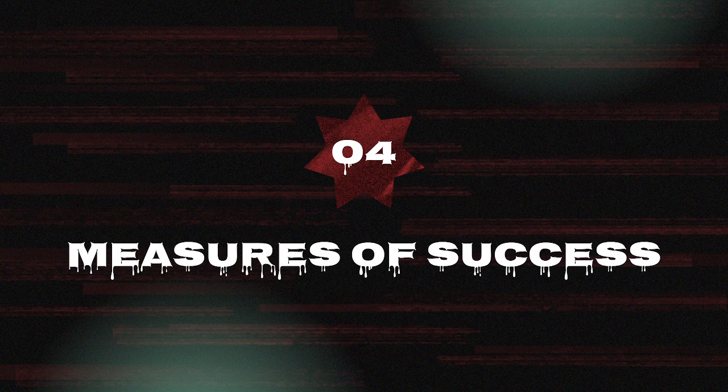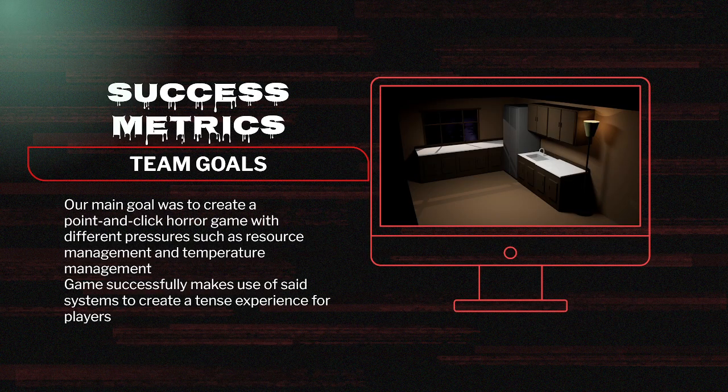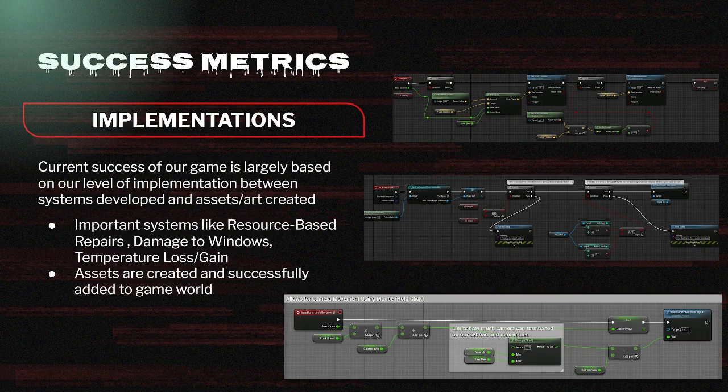So what were our measures of success? As previously mentioned, our goal was to create a point-and-click horror game with various unique ways to pressure the player. The game makes great use of said mechanics to set itself apart from other titles in the indie horror genre. So our current success is based on level implementation between systems developed and the assets/art we've created. Systems such as our resources, repairs, camera movement, etc., as well as the assets we've created and are currently in the process of implementing to the game world.